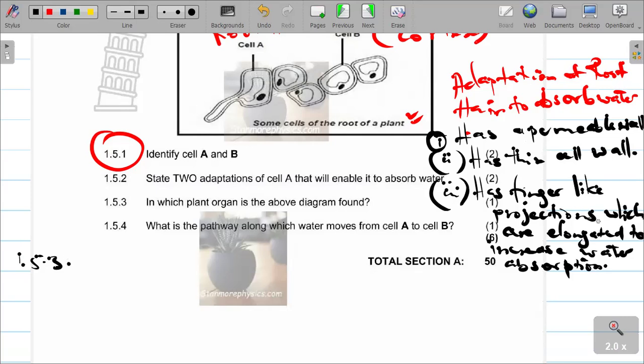1.5.3. In which plant organ is the above diagram found? Obviously, like I said, in which plant organ is this found? You shall see that, as you see, we talk about the root hair. The root hair is obviously found in the root. It is the root where it is found.